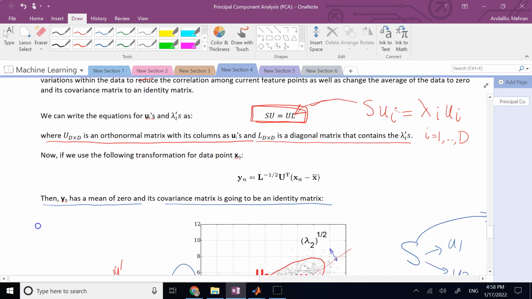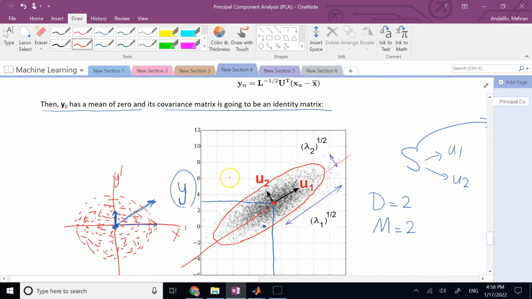Okay? Now, finding the U components and the lambdas and then forming the L matrix and the U matrix is by no means a hard thing, right? They are coming from eigenvectors and eigenvalues of the S matrix. Good? Now, what kind of transformation do you use to do this rotation? And it's not just a rotation, it's also some scaling in both directions and some translation, right? So this is a translation plus rotation plus scaling of the data.